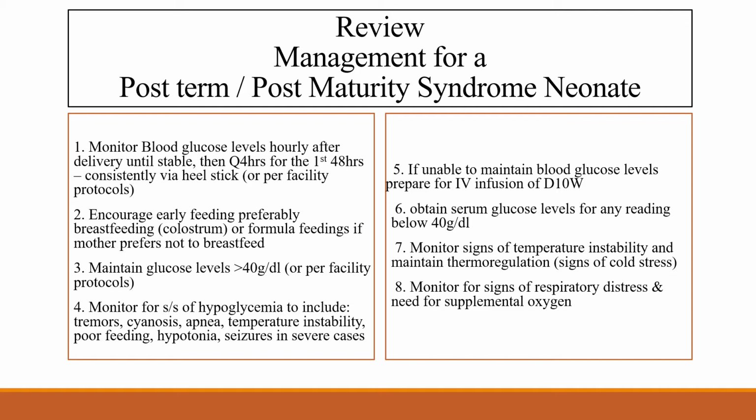These babies, the post-term and post-maturity babies, especially those who are small for gestational age, are often categorized as ravenous. They are eating voraciously. They just want to eat everything in front of them. You have to be very cautious with feeding these babies because they can eat too quickly and set themselves up for aspiration. We do want to maintain their glucose levels greater than 40 milligrams per deciliter.